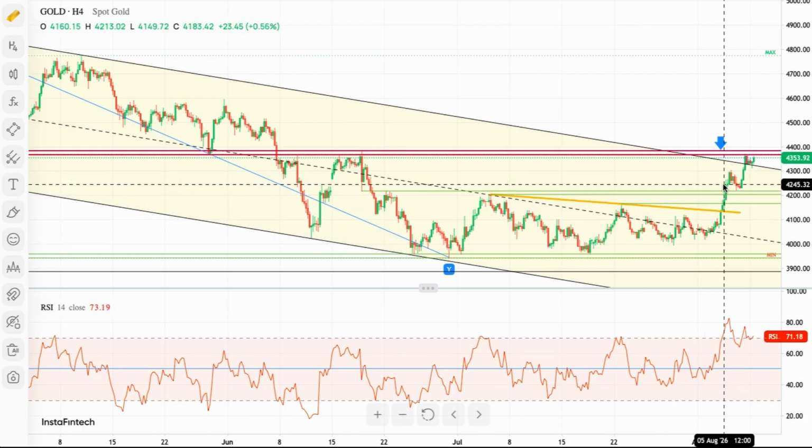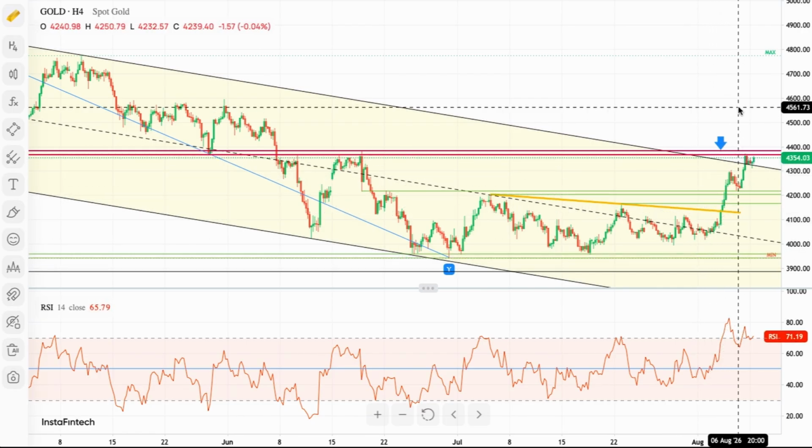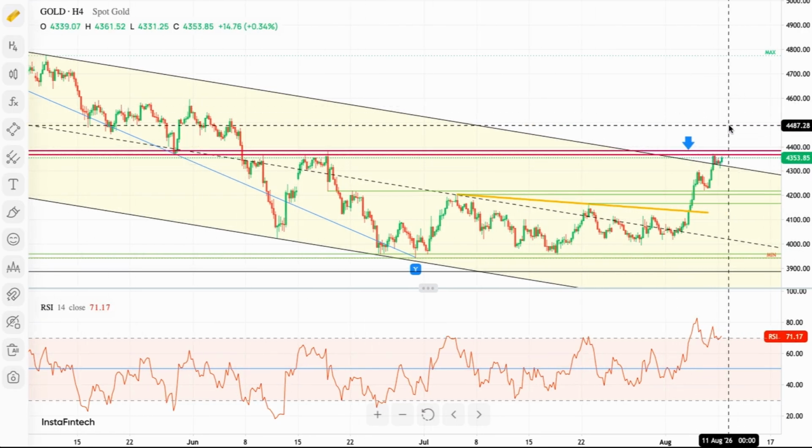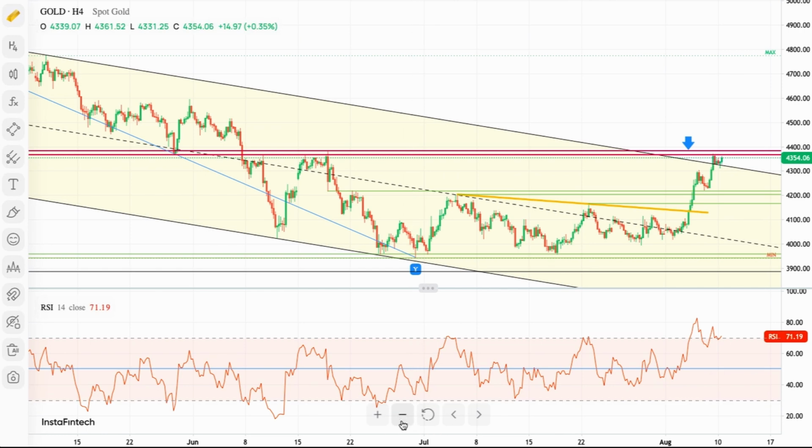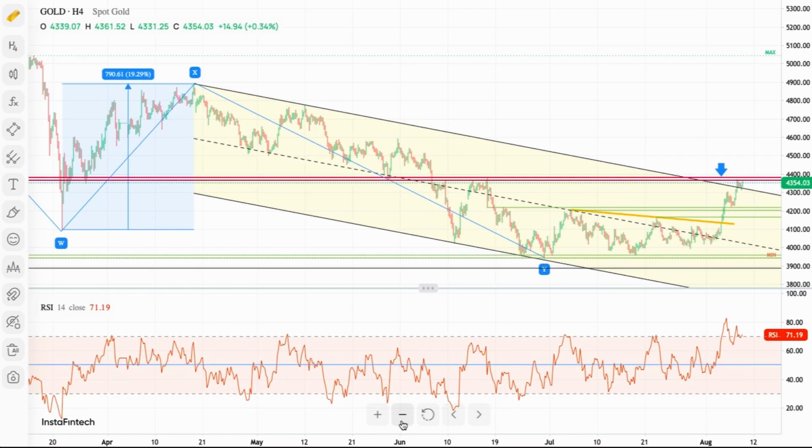Right, for now it looks more and more like the beginning of some kind of deeper retracement to the upside, or even the beginning of the upside trend.